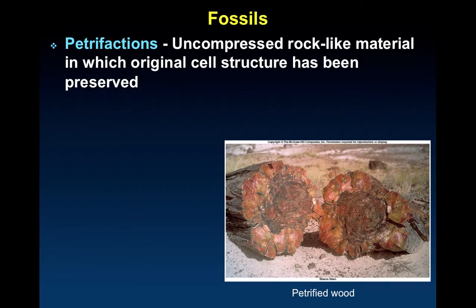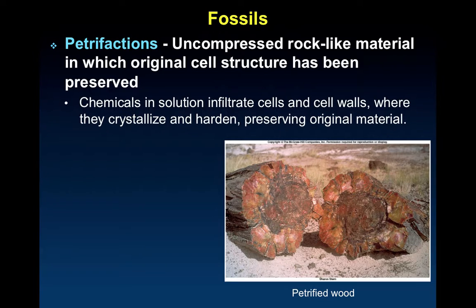Petrification is the idea that you get rock-like material, and we really preserve that original cell-like structure. We just wash away the organic stuff and replace it with minerals. This is like petrified log, petrified wood. We keep pretty much the same shape of the log, but we've removed all the organic stuff and replaced it with hard minerals, so it's become a rock. It's shaped exactly like the log. Chemicals in the solution have to infiltrate the cells in the cell walls, and those chemicals crystallize and harden, and we get that original material and shape preserved.